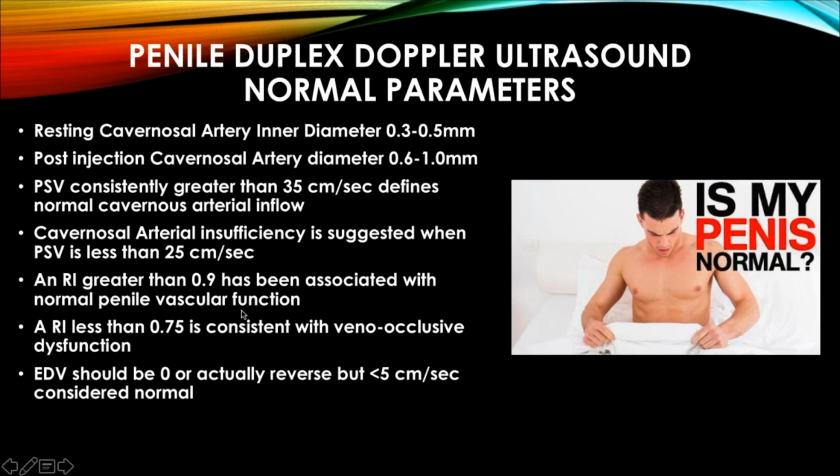A resistive index of greater than 0.9 has been associated with normal penile vascular function, both arterial and venous, and a resistive index less than 0.75 is consistent with veno-occlusive dysfunction. End diastolic velocity should be 0 or actually reverse, but anything less than about 5 centimeters per second is considered normal. I usually will document it either way and say that they may have some mild corporovenous occlusive dysfunction if it's around 5.